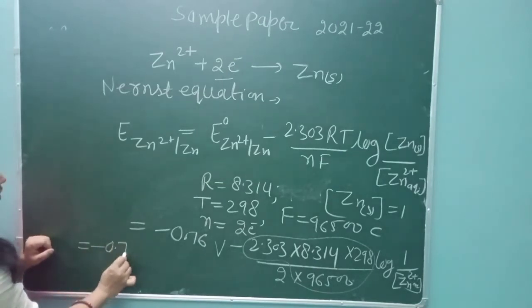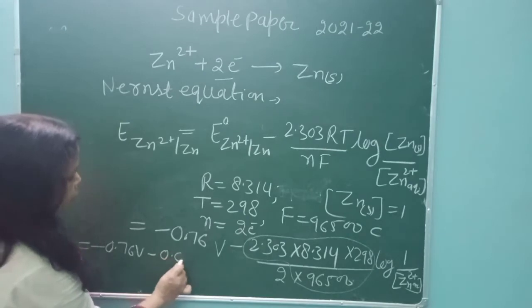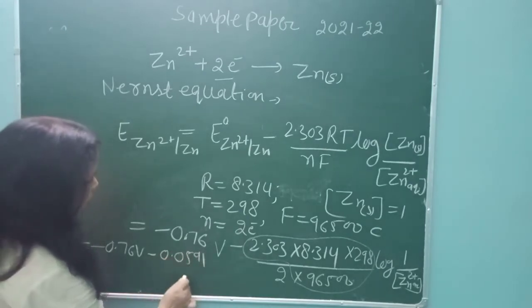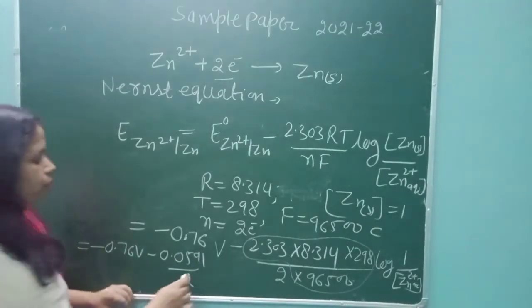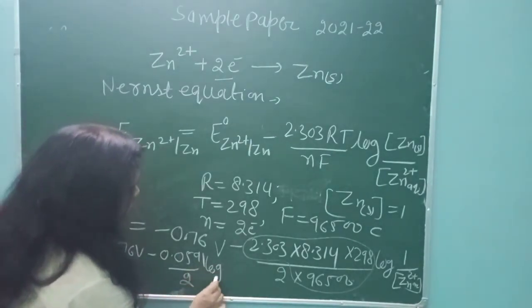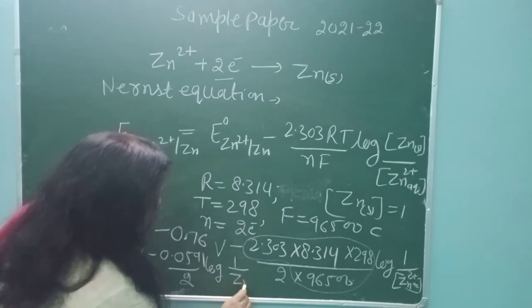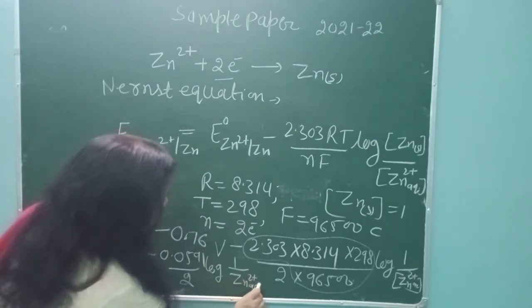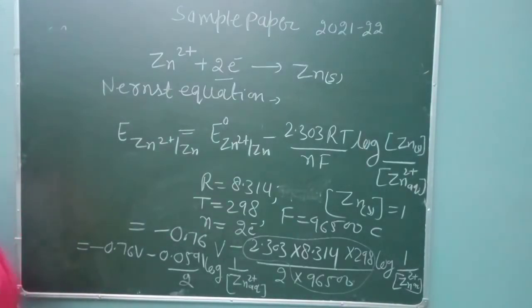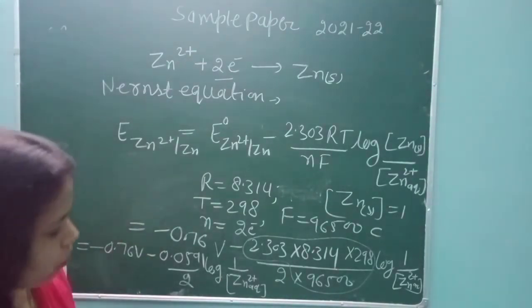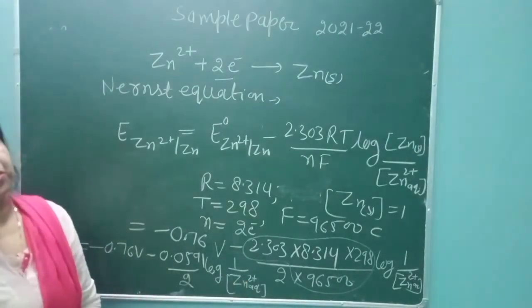Minus 0.76 volt minus 0.0591 divided by 2, log 1 upon the concentration of Zn2+ aqueous solution. Write these values. Now the next step: how to calculate the concentration of Zn2+.